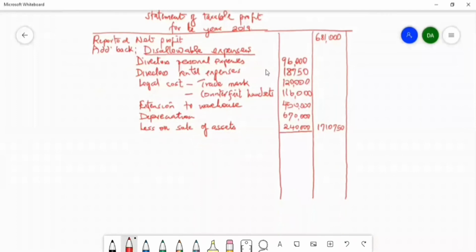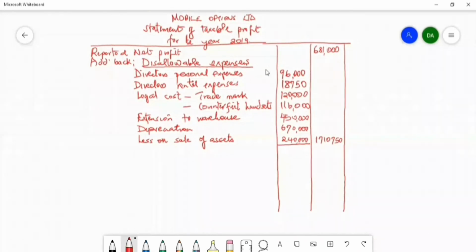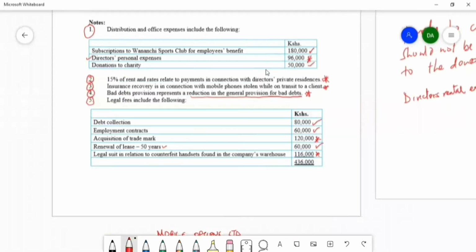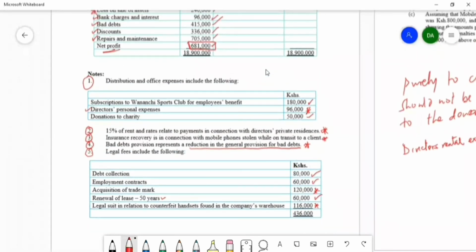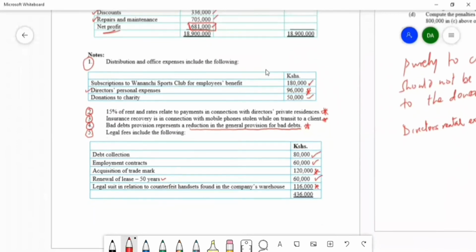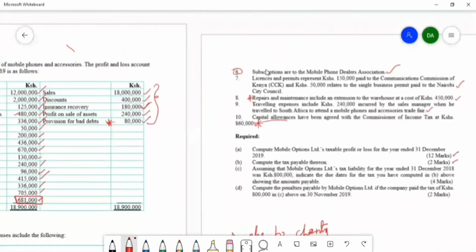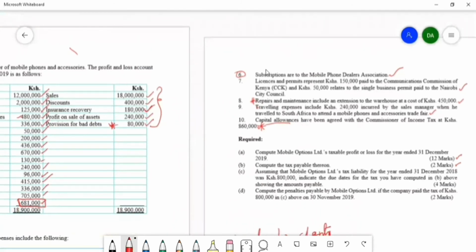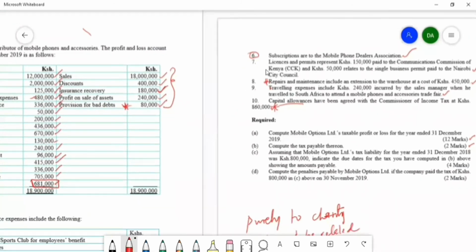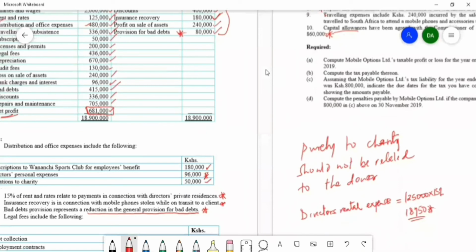Then after adding that, we also add any income which is taxable here but has not been included. I'm just looking at it and I am not finding that income. There is no income which is taxable but has not been included. So we are going to pass that.